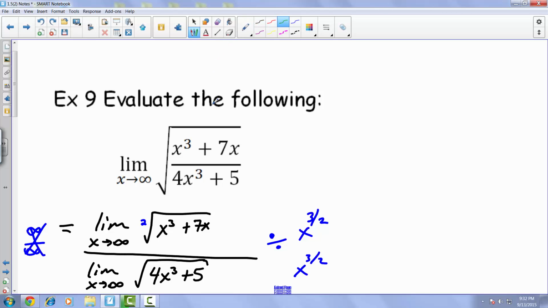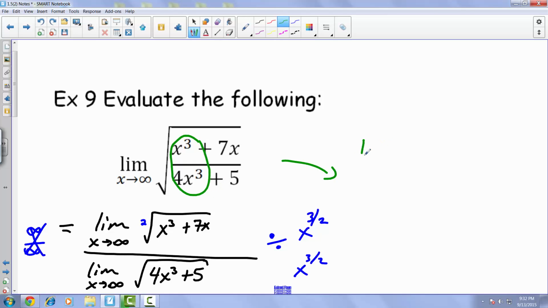Now, just looking at this thing from scratch, from the very beginning, we notice that we have the square root of x cubed plus 7x divided by 4x cubed plus 5. Well, just like when we were talking about end behaviors with regular polynomials, it goes the same way also with functions. So we really only care about our highest degrees. All right?